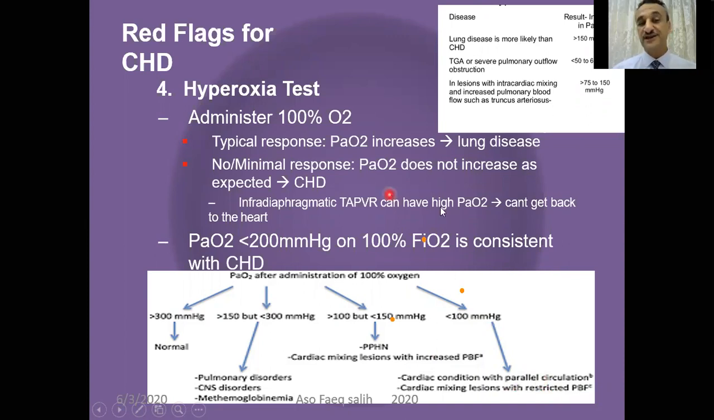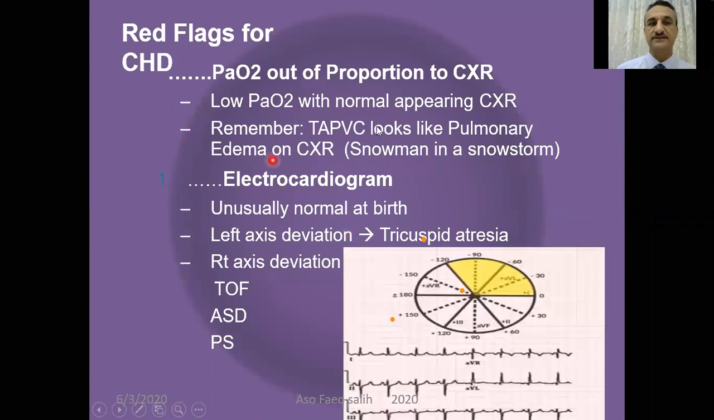So by this test, you can differentiate between congenital heart defect and lung pathology. That's a very important test to be done for patients. Then what to do next is a chest x-ray. For example, as I told you, when you have a chest x-ray like a snowman, you may suspect total anomalous pulmonary venous return, but you may have even with low saturation a normal chest x-ray.